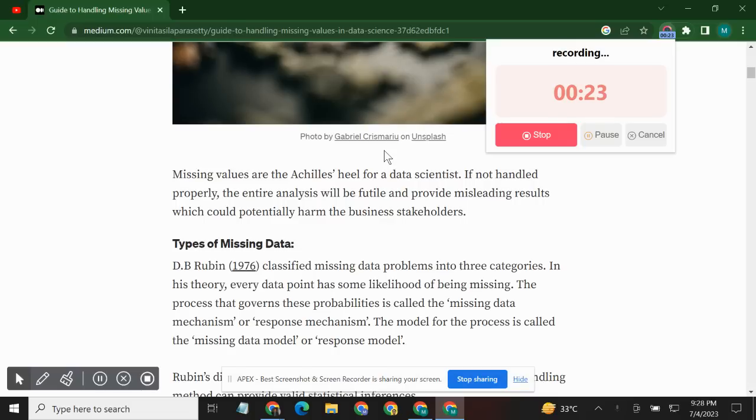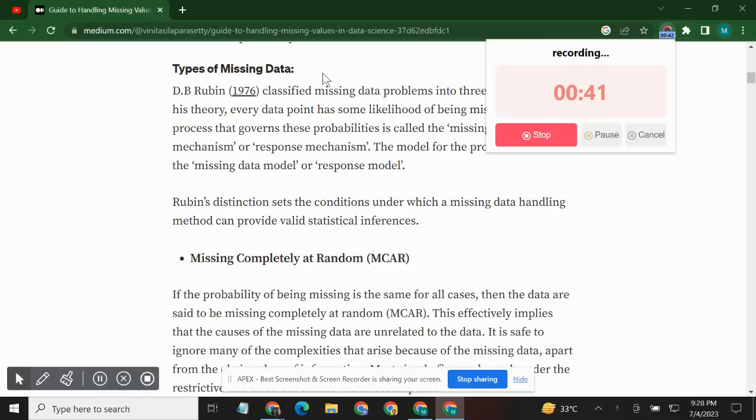D. B. Rubin, in 1976, classified missing data problems into three categories. In his theory, every data point has some likelihood of being missing. The process that governs these probabilities is called the missing data mechanism or response mechanism. The model for the process is called the missing data model or response model. Rubin's distinction sets the conditions under which a missing data handling method can provide valid statistical inferences.